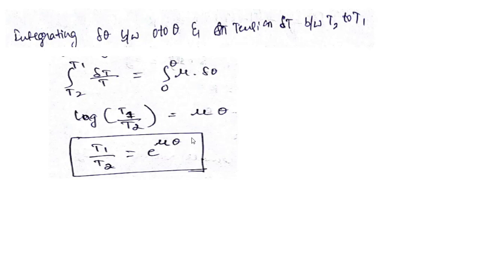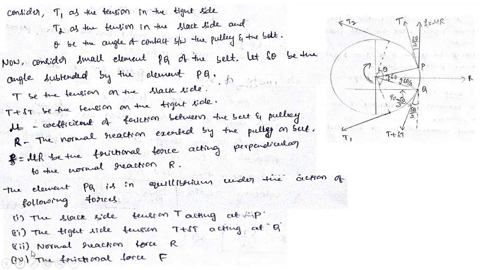First we will consider a driven pulley, and on the driven pulley, write the tensions T1, T2 and all those things. Next, along with that, show the theta, that is the angle of contact. Then after that, consider a small element PQ, and in that small element PQ, write what is the tension acting at point P on the slack side, and what is the tension. Otherwise I will show you the diagram itself. I will show you the slide itself.